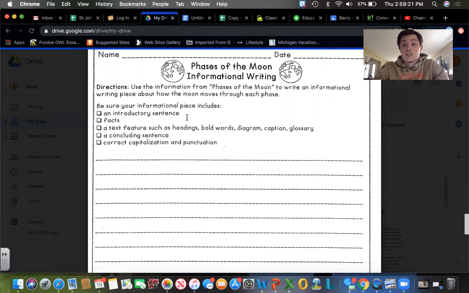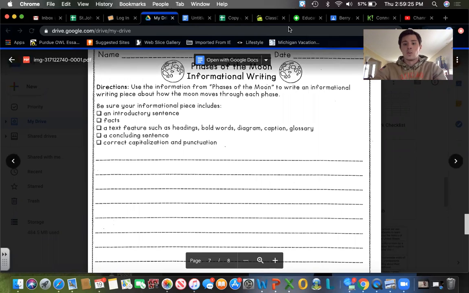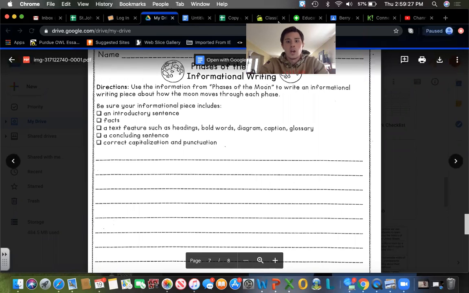All right. So first thing we have to do is we have to figure out, like we did last week, what type of writing we are doing. Right. Remember, there are three different kinds. There is the informational, there is opinion, and there is compare and contrast. This one makes it easy for us. It tells us what kind of writing we're going to be doing. It is going to be an informational writing piece.